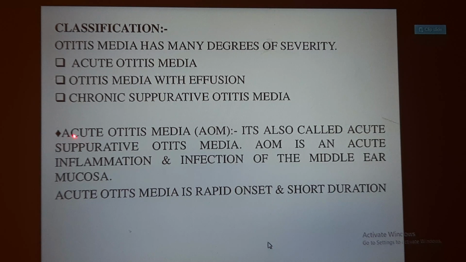So we'll see the explanation of acute otitis media. It is also represented as AOM, and also called acute suppurative otitis media. It is an acute inflammation and infection of the mucosa of the middle ear, with rapid onset and short duration. When the word acute comes, you should set your mind that it will be for a shorter duration with rapid onset. Rapid onset means the symptoms will show up very fast, and within a short duration it will get cured. So this kind of disease is called acute. Acute otitis media is rapid onset and short duration inflammation in the middle ear due to an infection.